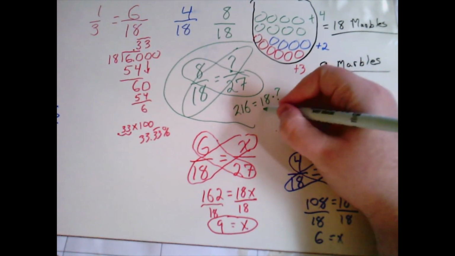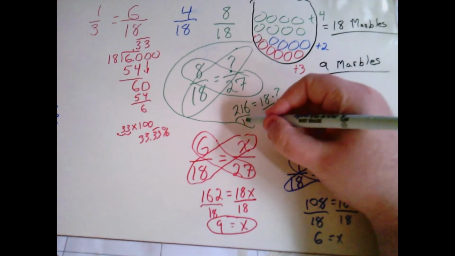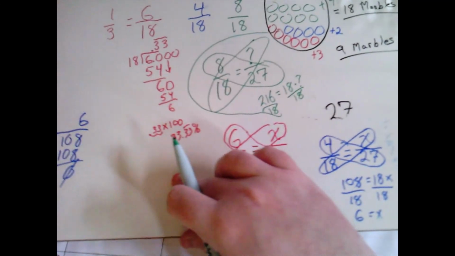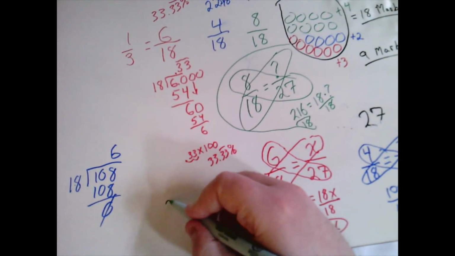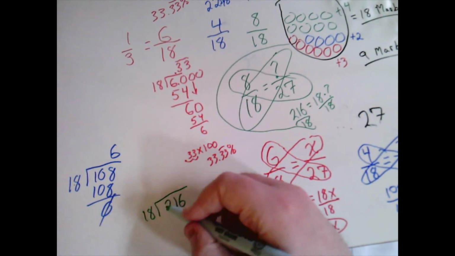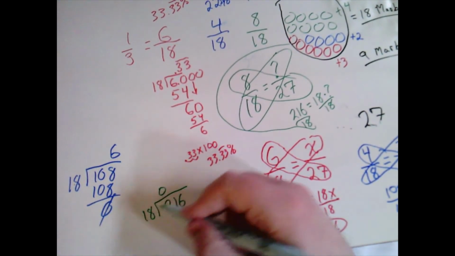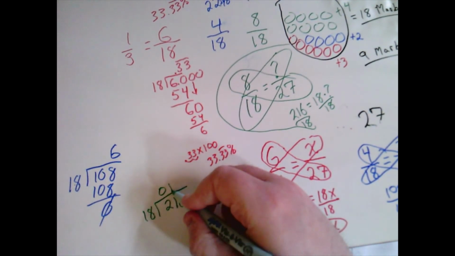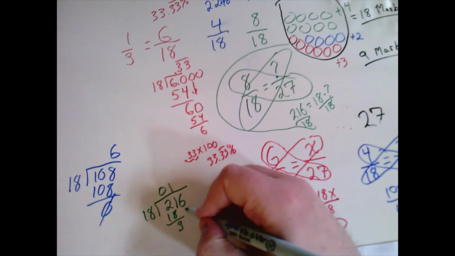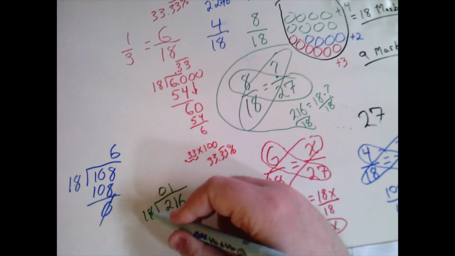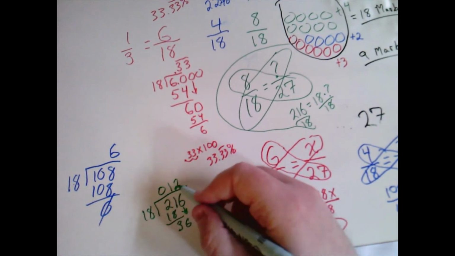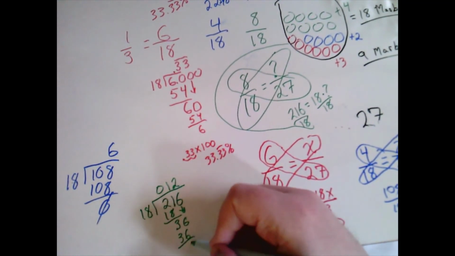Undo this multiplication here with division, divide by 18. All right, this is a problem that we might be able to do long division with. Let's see if this one works out. 216 divided by 18. How many times does 18 go into 2? It doesn't. How many times does 18 go into 21? Once. 1 times 18 is 18. 3. Bring down the 6. How many times does 18 go into 36? Twice. All right. 2 times 18 is 36. 36 minus 36 is 0.